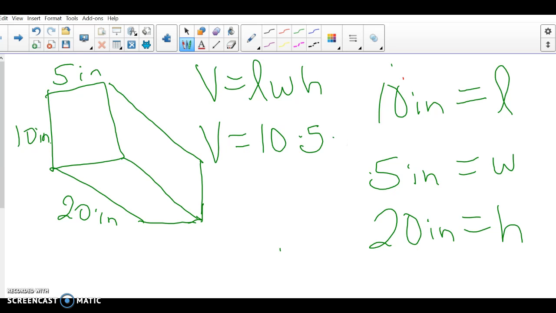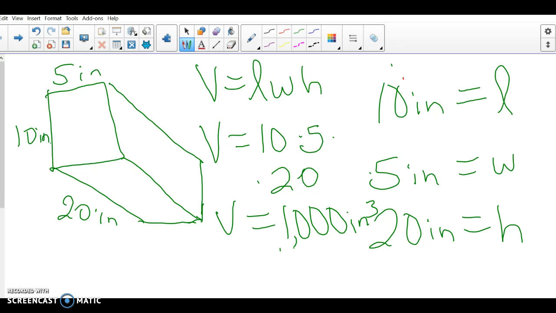All right, so we're going to do 10 times 5 times 20. We're going to multiply all three of those numbers together, and that'll give us our volume, which is 1,000 inches cubed. So that's the volume of that figure. If you had 1,000 tiny little 1 inch by 1 inch cubes, it would fill that up.